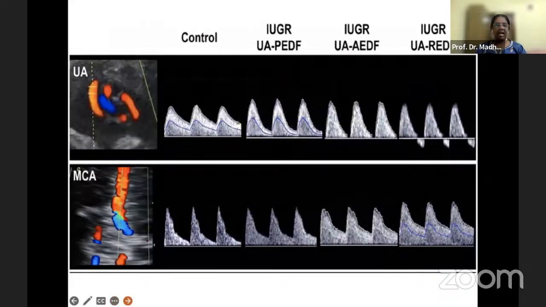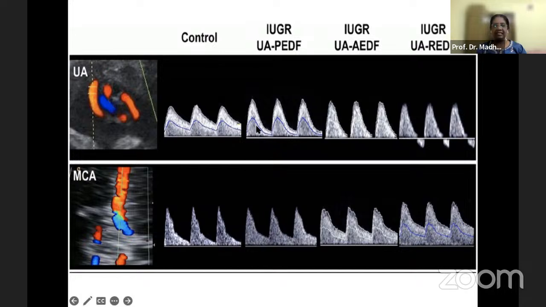Okay. Now, I'll only focus on the umbilical artery on the top. The one below is the middle cerebral artery, which is also being studied, but all recommendations are based mainly on the umbilical artery. Now, I told you, the sawtooth appearance is seen beautifully here. This is the control. Okay, this is systole, this is the diastole. So blood is flowing in the umbilical arteries, both in systole and diastole.